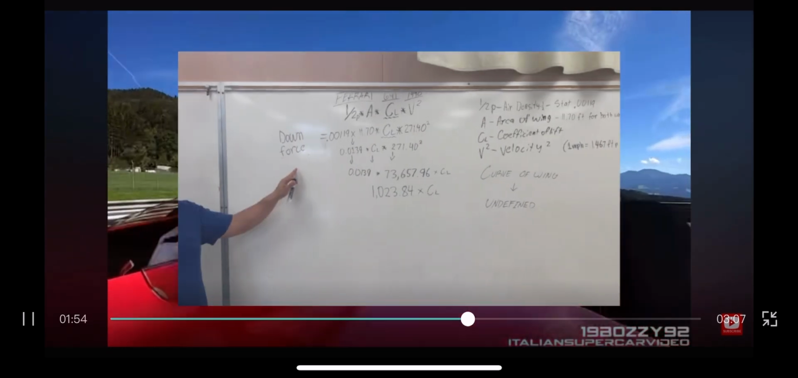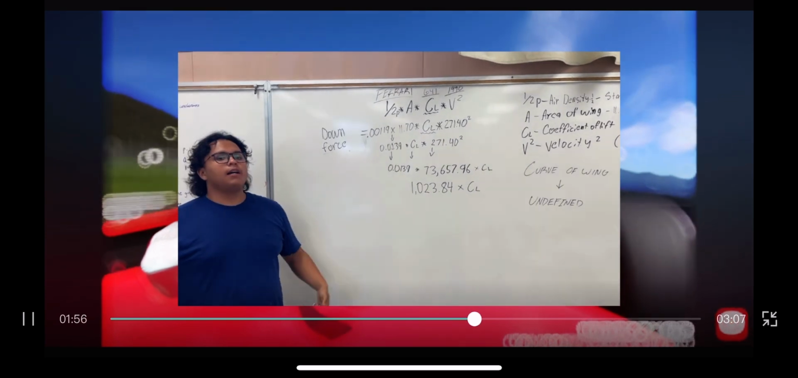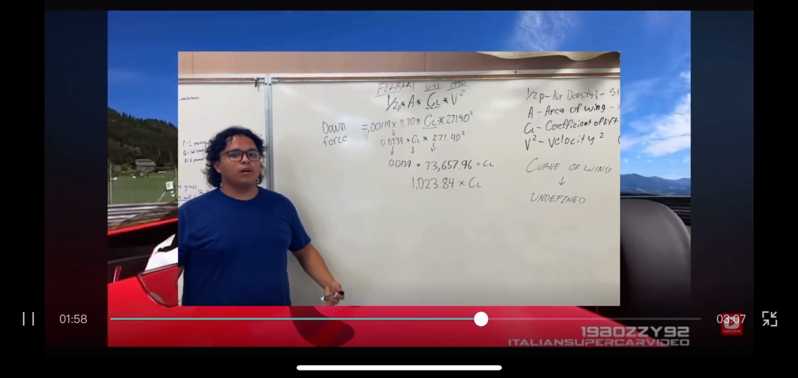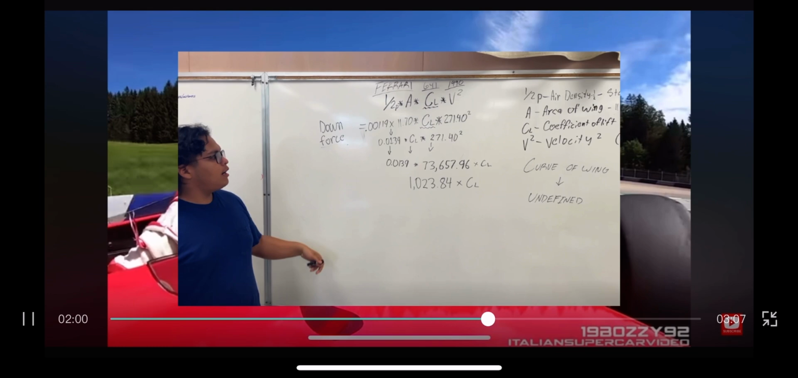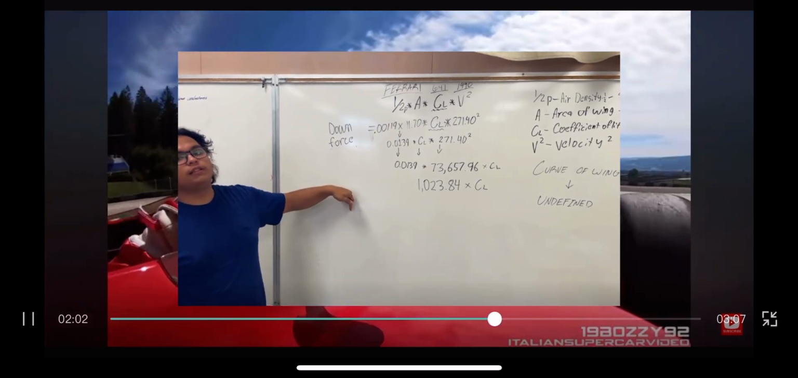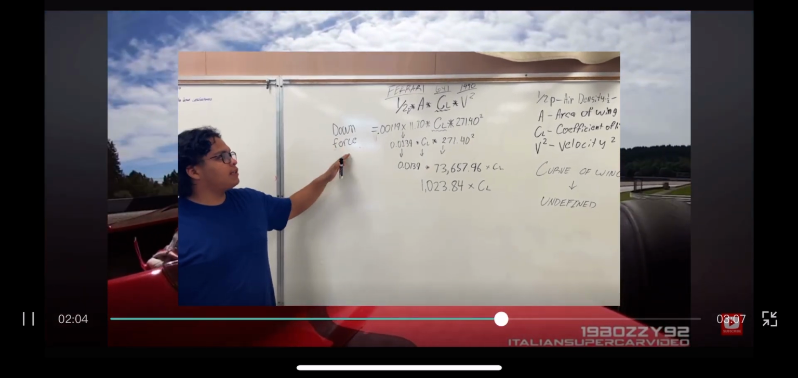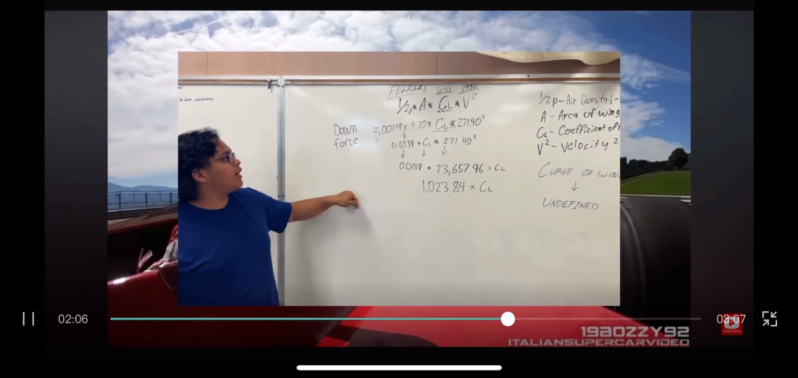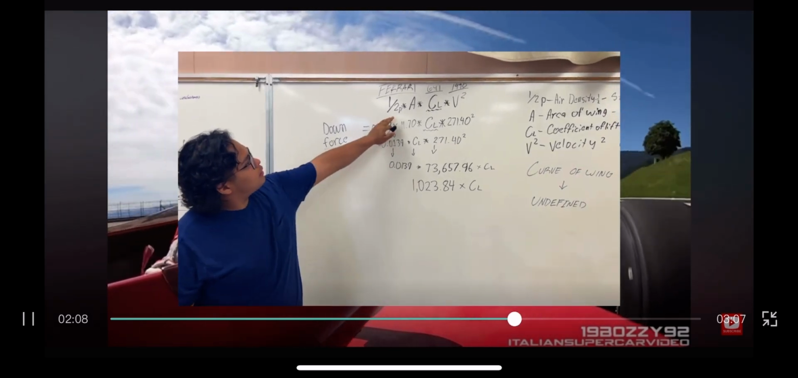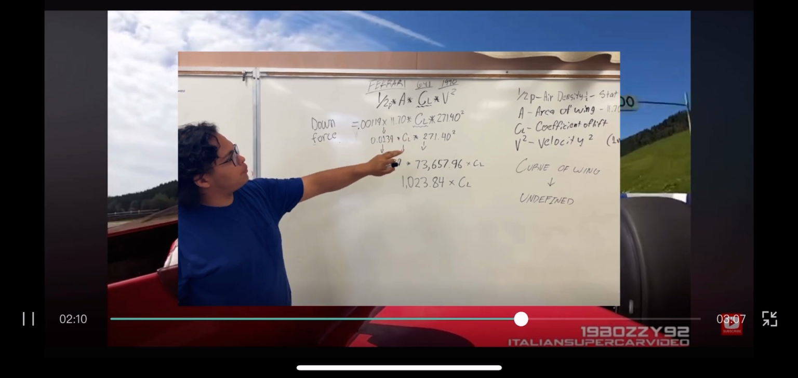And what downforce is, it's the force applied to, let's say, a wing, a wedge, or whatever is going through air, and it's the force that's pushing down or pushing up. But in this case, since it's downforce, it's pushing down. So using this equation, we have to plug in all our variables that we have.